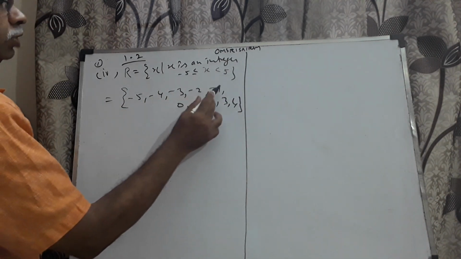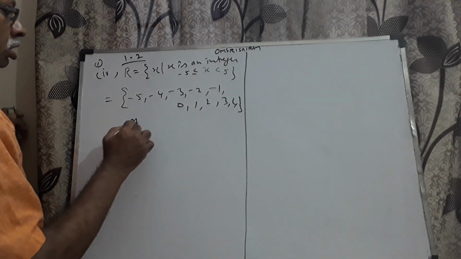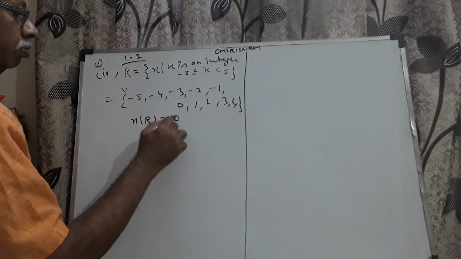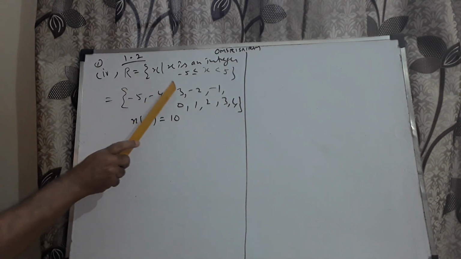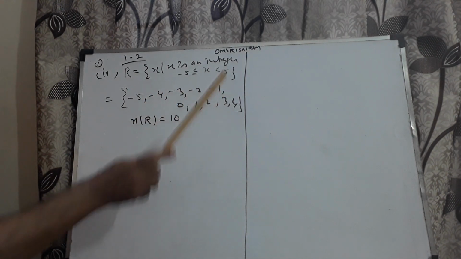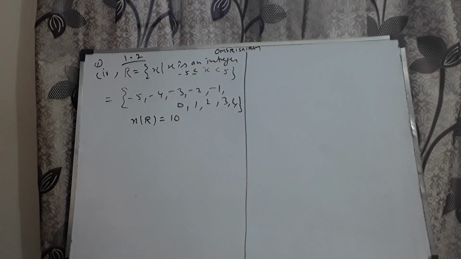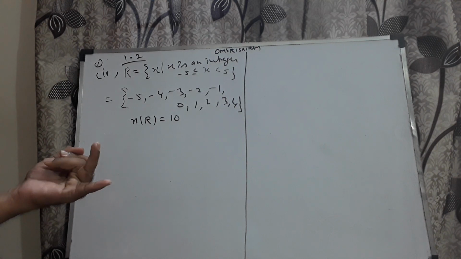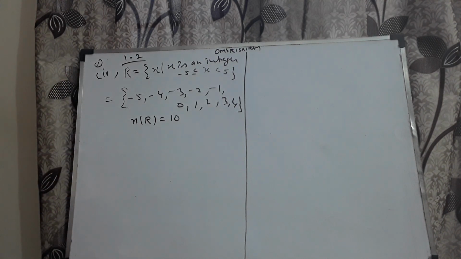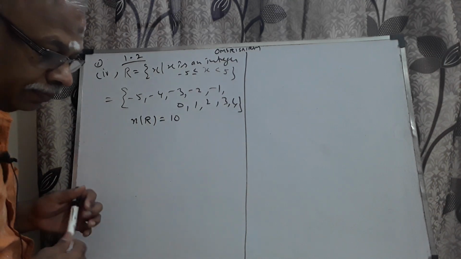Counting them, 1, 2, 3, 4, 5, 6, 7, 8, 9, 10. For the number of elements, the cardinal number here will be 10. You can check the count, or you can do it quickly without even writing the elements, because you only need to find the number of elements, which is called the cardinal number.